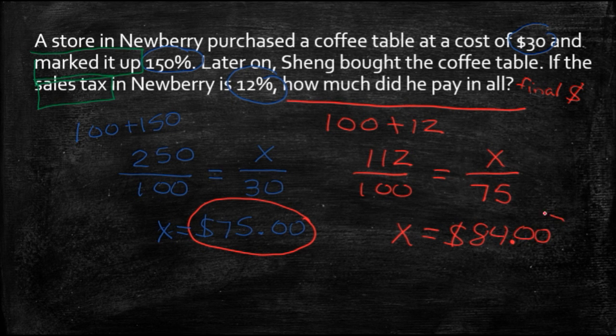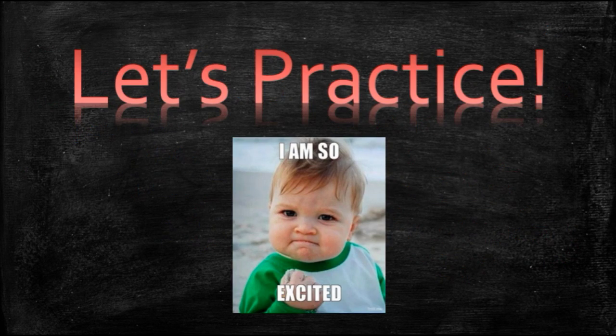So in all, the final price that Sheng paid for the coffee table was $84. And that's your final answer. This is what you would write as your answer on your test. Okay, so now that we've done a quick introduction and review of some new concepts and some old concepts, let's go ahead and get started with practice.